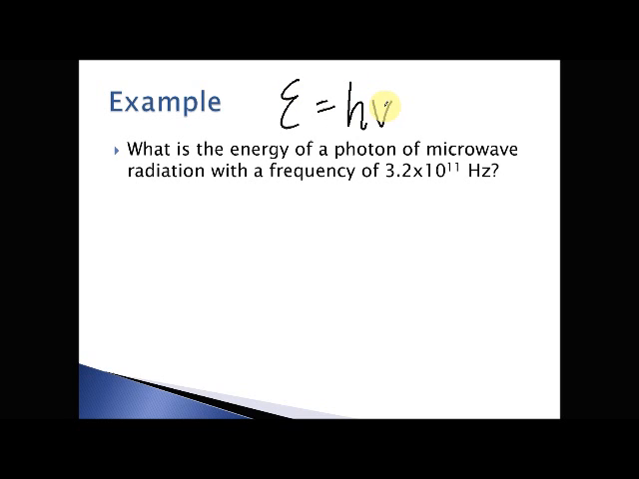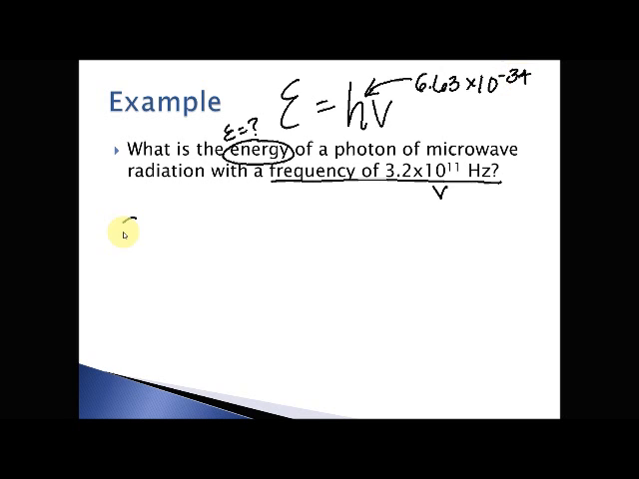What is the energy of a photon of microwave radiation with a frequency of 3.2 times 10 to the 11th hertz? In this problem, we are trying to find energy. E is what we want. We are given a frequency of 3.2 times 10 to the 11th. The frequency symbol, don't forget, is ν, so we're going to plug that number in for ν. We know h because h is the constant, 6.63 times 10 to the negative 34. So we can go ahead and solve for energy.